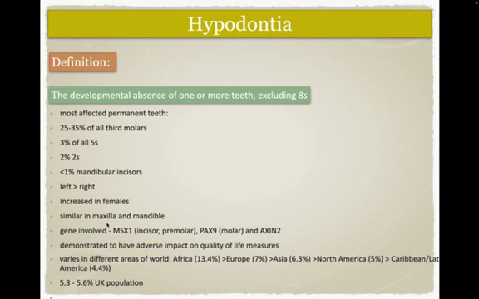There is a similar percentage of missing teeth in the maxilla and the mandible. The MSX genes are involved in this. However, here you just need to know that the percentage of hypodontia varies in different areas of the world, which strongly indicates a genetic background. For example, in Africa, 13% of the population have hypodontia, while in Europe 7%, in Asia 6.3%. So it depends on the geographic area. The UK population has 5.3 to 5.6%.